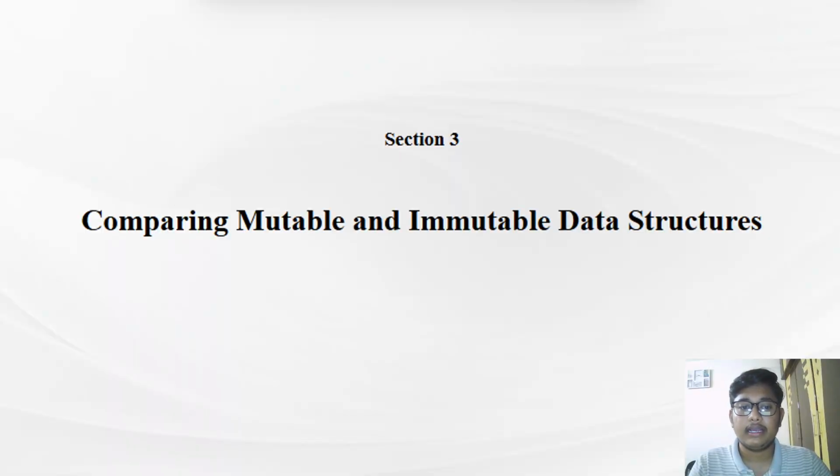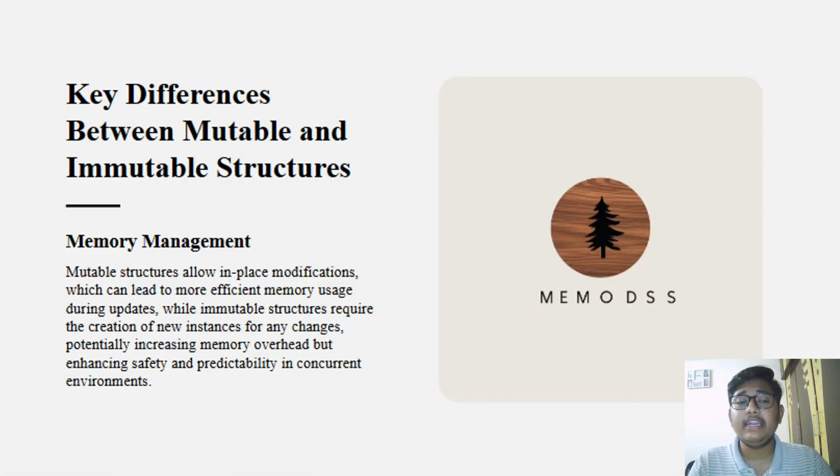Now, section 3, comparing mutable and immutable data structures. The key differences between mutable and immutable data structures are in memory management. Mutable structures allow in-place modification, which can lead to more efficient memory usage. The original copy can be altered again and again, but with immutable ones you cannot change the original.